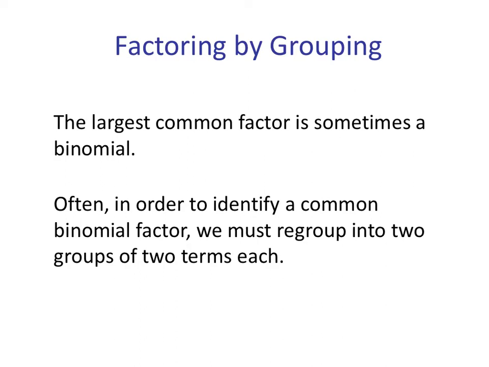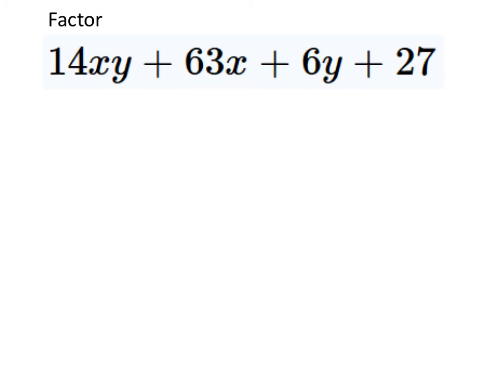Now, the largest common factor is sometimes a binomial, which, again, we did see, right? Often in order to identify a common binomial factor, you've got to regroup. So we'll be looking at polynomials, usually 4 terms. If it's not in 4 terms, sometimes we have to break it up into 4 terms, which is where some of the complications we run into in this class happen. But don't be discouraged. We have our methods, all right? So this one sets up pretty nice for us. Yeah, it looks pretty good.